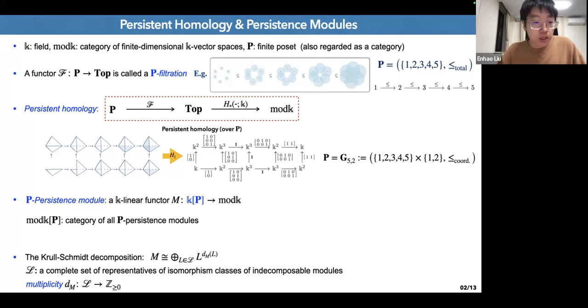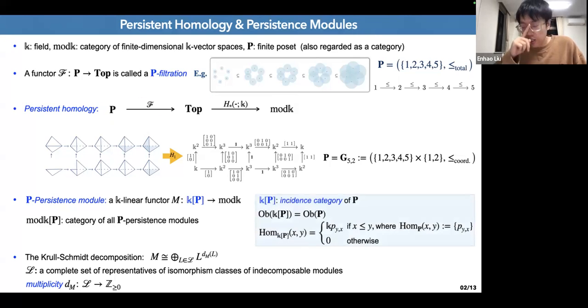Great. So in our work, we always do the linearization of the poset category. We define the persistent module as a k-linear functor from KP to mod K. So what is KP here? KP is nothing but the incidence category of P.